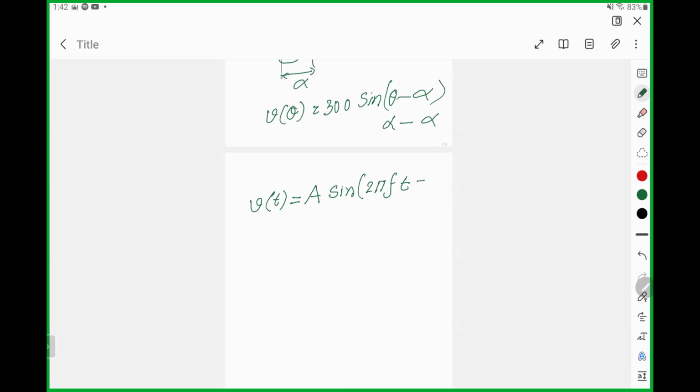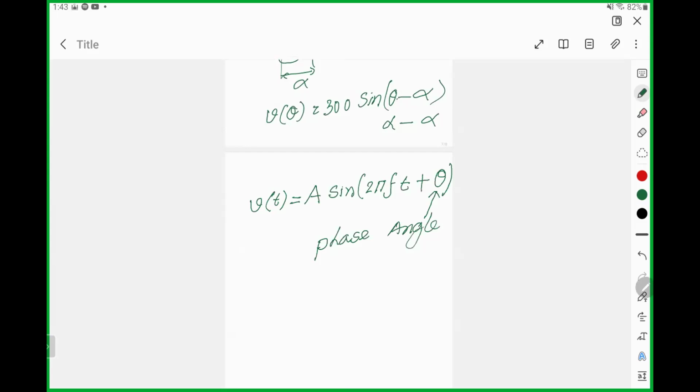Now we can add another term that is called theta. Okay, this is the generalized expression. It can be plus or minus depending on in which direction it has shifted. Okay, and what is the name of this one? It's called the phase angle. Very good. So this is the phase angle.